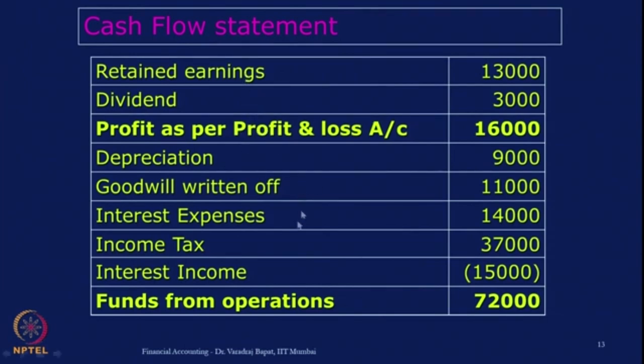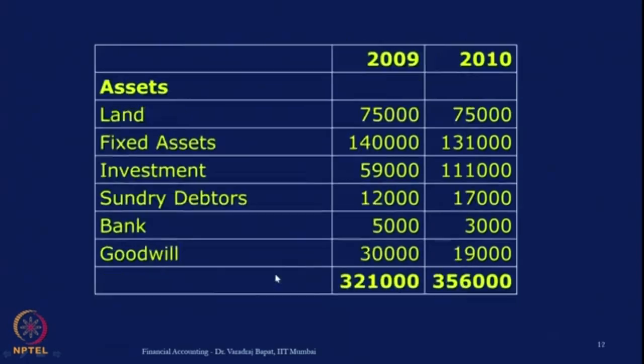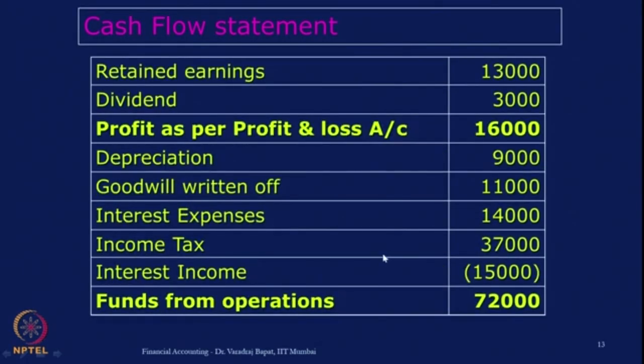Now here we are starting with operating flows. So please have a look at the P&L. We are going in the reverse order. We start with profit, add dividend, add tax, add goodwill. Like that we go on adding the items. These two are added because they are financing items. Tax is the tax which is provided. Goodwill is written off, depreciation is written off, they are non-cash items. I will just show you the solution.